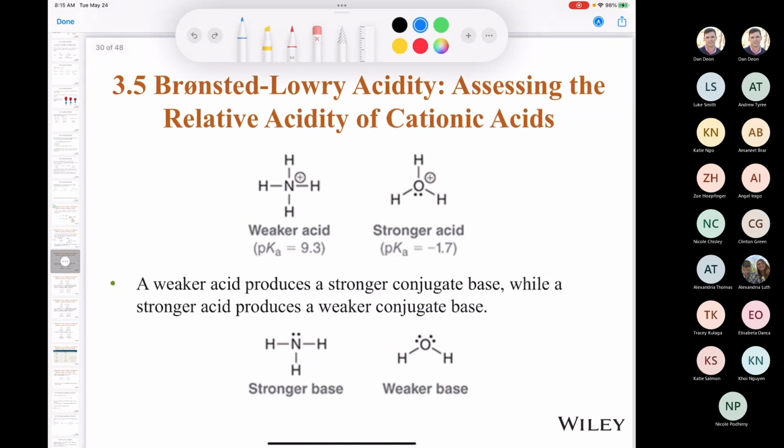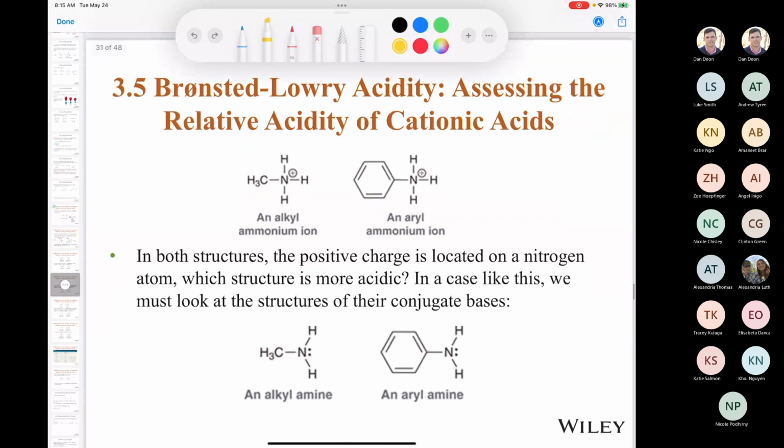Again, we just looked at the positive charge on a nitrogen versus an oxygen, and we say, well, the positive charge is less comfortable on an oxygen, so that hydronium wants to get rid of a proton, therefore it's going to be a stronger acid. Well, that covers having a positive charge on two atoms that are different, like a nitrogen and an oxygen. But what if you have a positive charge on two atoms that are the same?